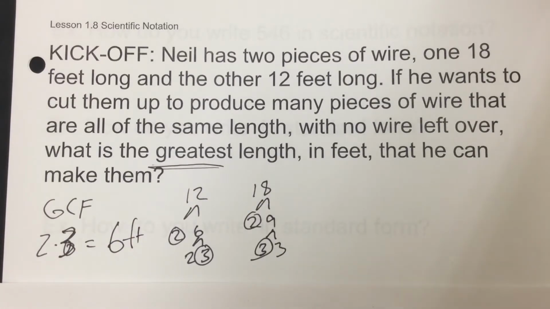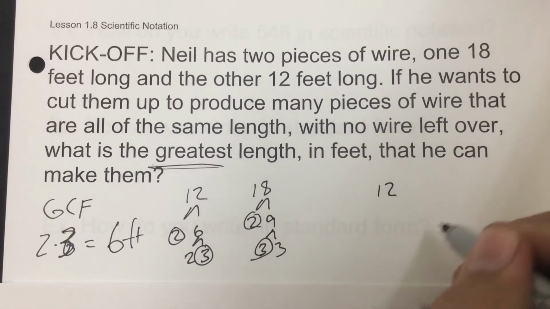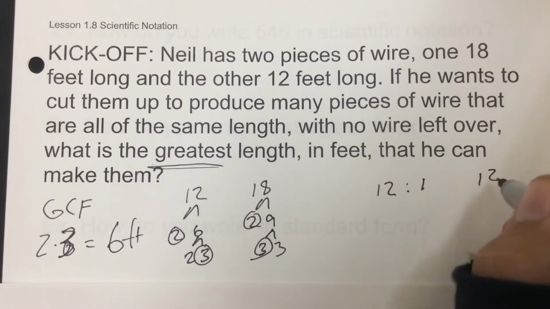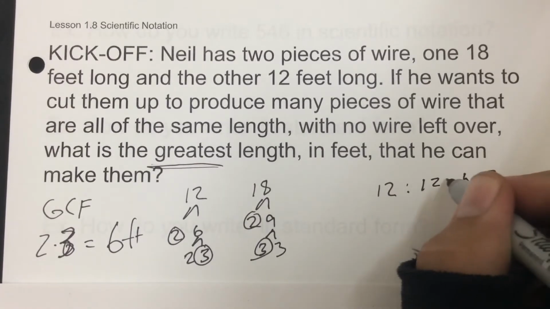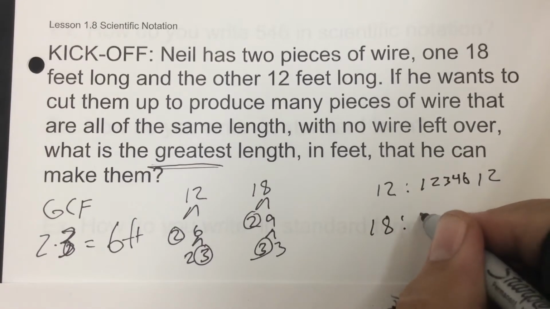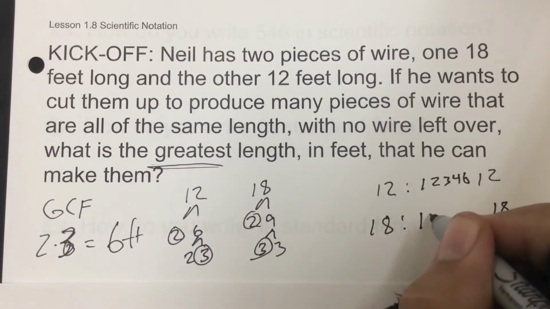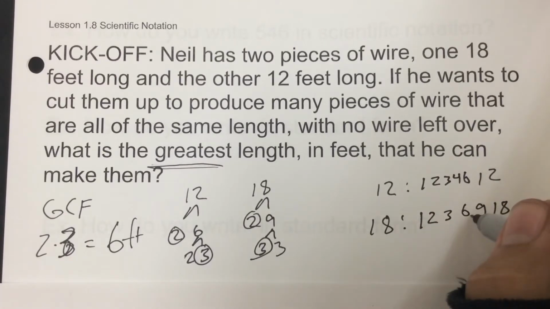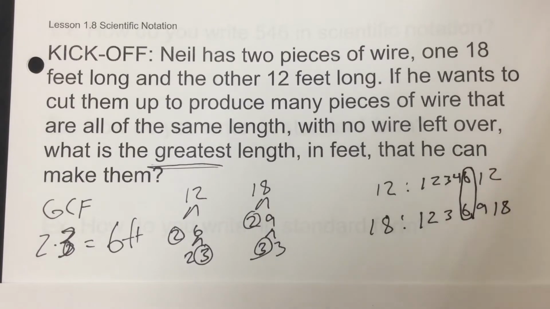Now, the other way to do this, remember, is listing them out. So 12 would be 1 and 12, 2 and 6, 3 and 4. 18 would be 1 and 18, 2 and 9, 3 and 6. So it's the biggest one. Well, they both have a 6. Two ways we can do greatest common factor.